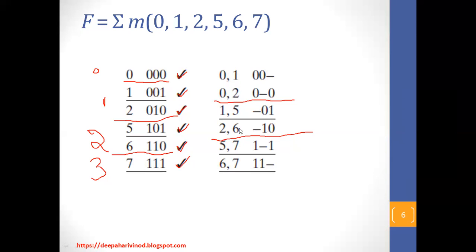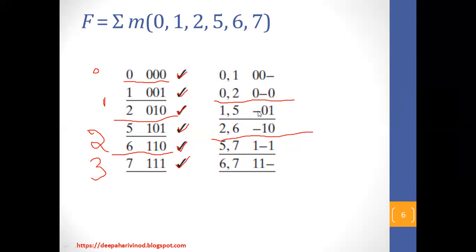0 2 with 2 6 also cannot be done. The same way 1 5 and 5 7 cannot be done. 1 5 and 6 7 also cannot be done. 2 6 and 5 7 cannot be done. 2 6 and 6 7 also cannot be done. So this is the last option.